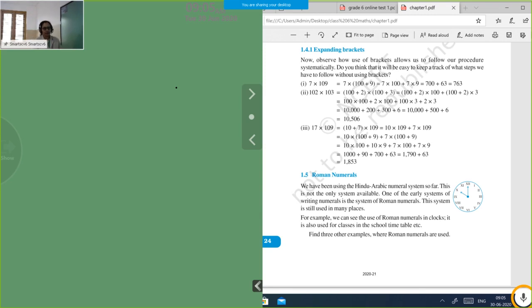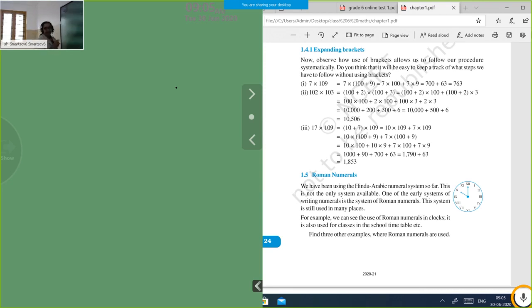We stopped at the portion estimation. Estimation we completed: estimated sum, estimated difference, estimated product. This all we studied. So first, teacher is going to give some questions related to estimation. After that we are going to the new topic. So get ready for that.